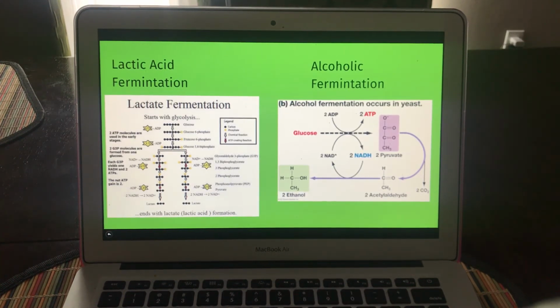enough ATP to survive. In lactic acid fermentation, an example of this is muscle movement. When you work out, your muscles run out of oxygen, and the muscle ferments, changing the pyruvate into lactic acid by adding hydrogen. This also allows for just enough ATP to be created in order to survive.